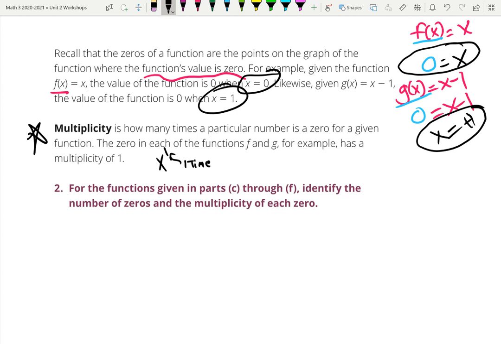Let's go ahead and look through it. We're going to look at the functions and identify the zeros. And then we need to figure out the multiplicity of each 0.